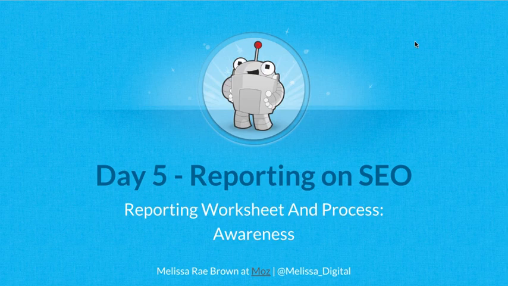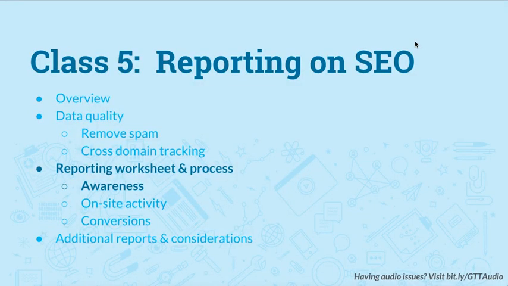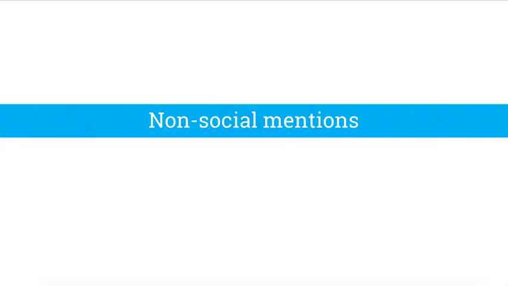This is the Reporting on SEO course, and in this lesson, we'll be talking about the reporting worksheet, specifically about awareness metrics. Now, in your worksheet, these metrics start at row 1. Now, let's start with the non-social mentions. Non-social mentions start on row 2 of your reporting worksheet.